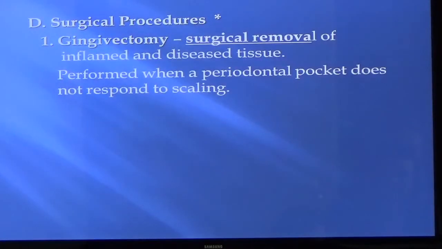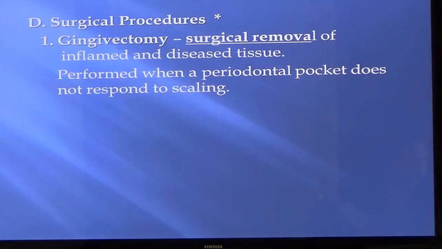And then surgical procedures to control gum disease. Sometimes these pockets are so deep, and these aren't done as much as before nowadays. Nowadays, if there's gum disease, instead of investing a lot of money into some of these teeth, the teeth are taken out and implants are placed. But anyway, gingivectomy is a surgical removal of the inflamed tissue.